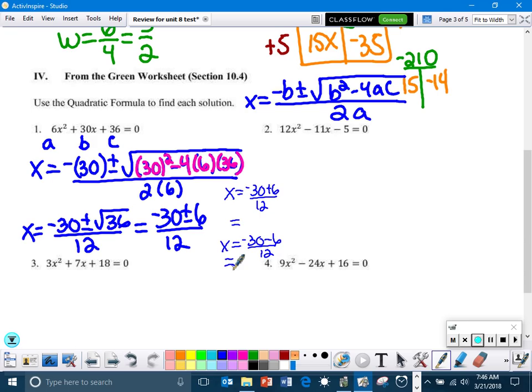Now, if you type that in all at once, you do need to put grouping symbols around it on the calculator. All right, so let's see. Negative 30 plus 6 divided by 12, we get negative 2. Negative 30 minus 6 divided by 12, we get negative 3. So those are the solutions to number 1. All right, number 2. I'm going to just plug in numbers without talking and write the solutions down. Here I go.